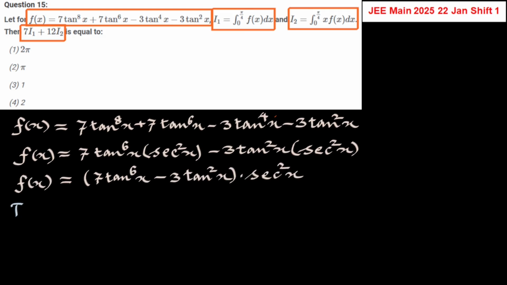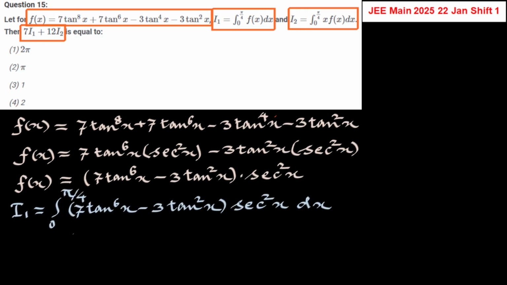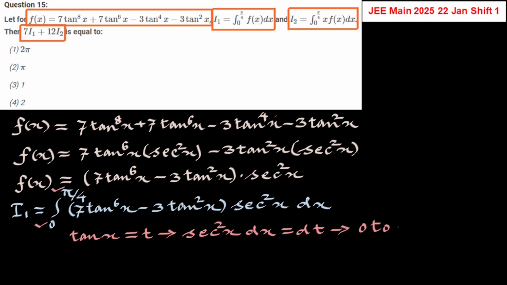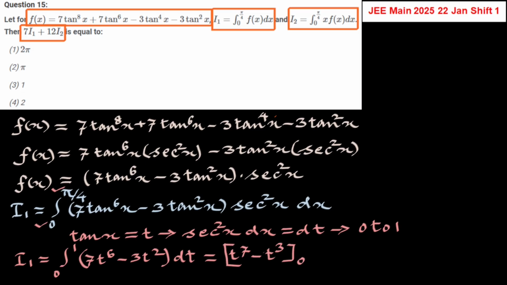Now I1 is integral from 0 to pi by 4 of f of x. We will put tan x is equal to t, differentiating sec square x dx equals dt, and limits from 0 to pi by 4 become 0 to 1. So I1 becomes integral from 0 to 1 of 7t raised to 6 minus 3t square dt, equals t raised to 7 minus t cube from 0 to 1, which is 1 minus 1, 0. So integral I1 is 0.